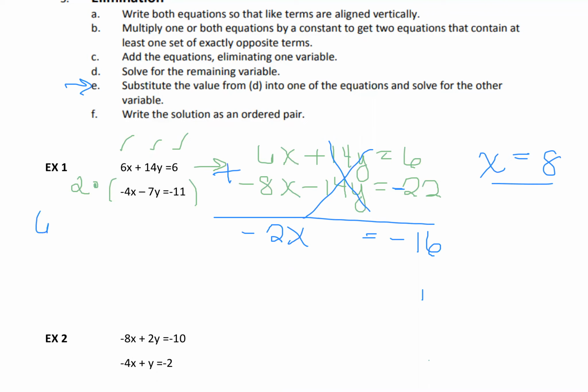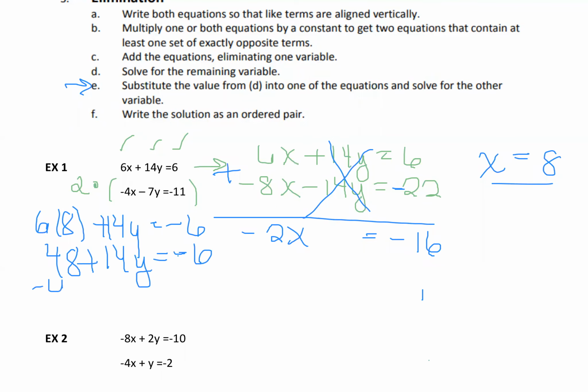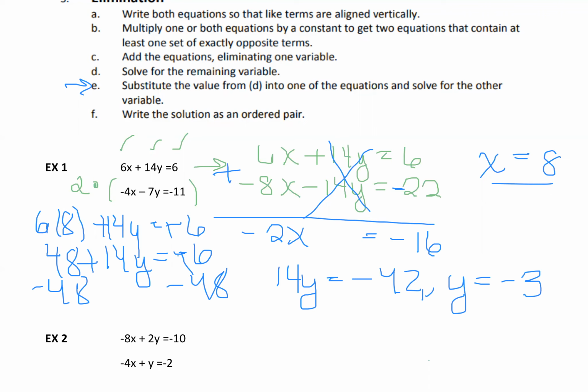So I'm just going to put it into the top one. 6 times 8 plus 14y equals -6. So 48 plus 14y equals -6 minus the 48. That's a +6, I apologize. So I get 14y, -42, which gives me y equals -3.